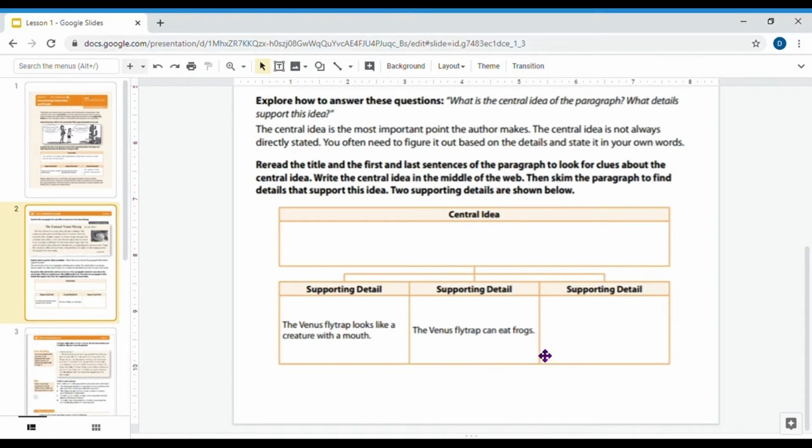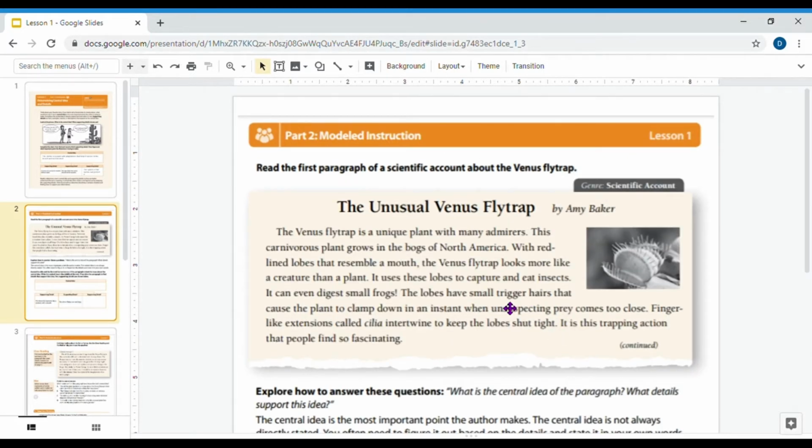So, if I needed to come up with a third supporting detail, I'm thinking about what they're saying: he looks like a mouth, it can eat frogs, something that has to do with eating, more specifically what they eat. So for my third supporting detail, I'm going to go back to my text and look here. And I think I'm going to go with that it's carnivorous, which means that it eats meat.